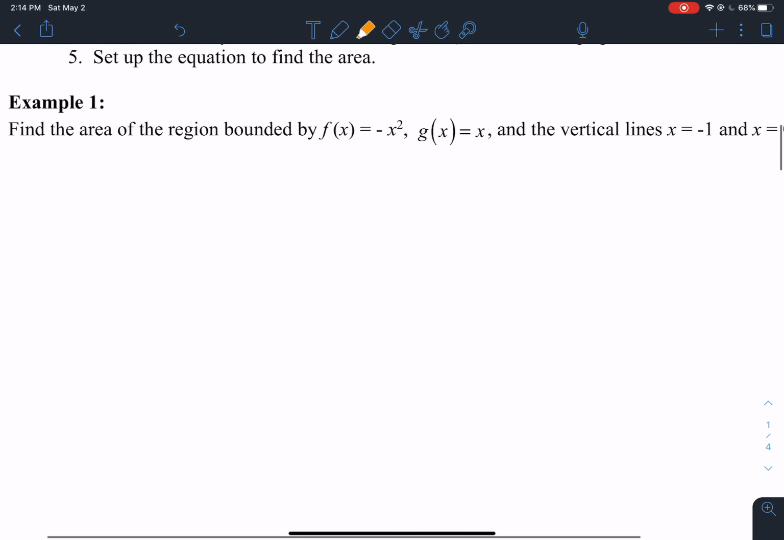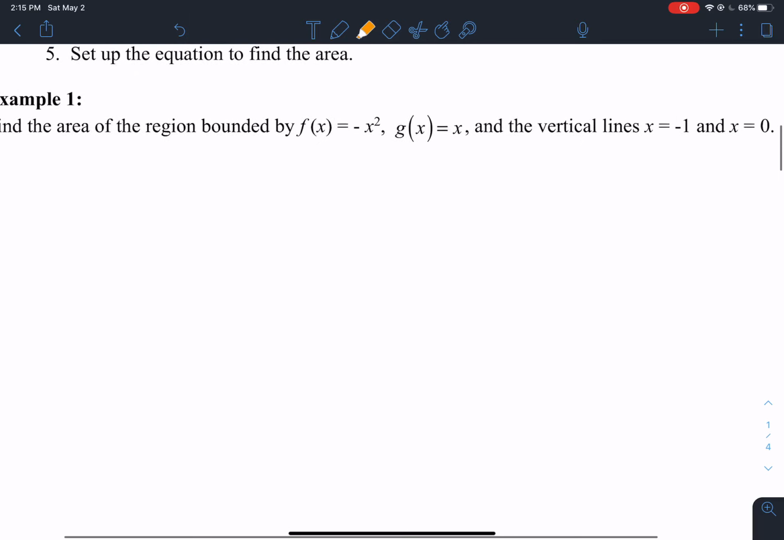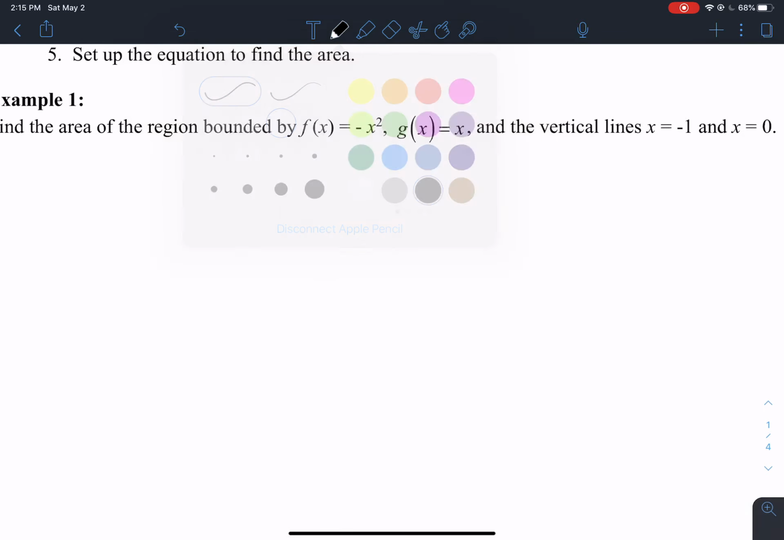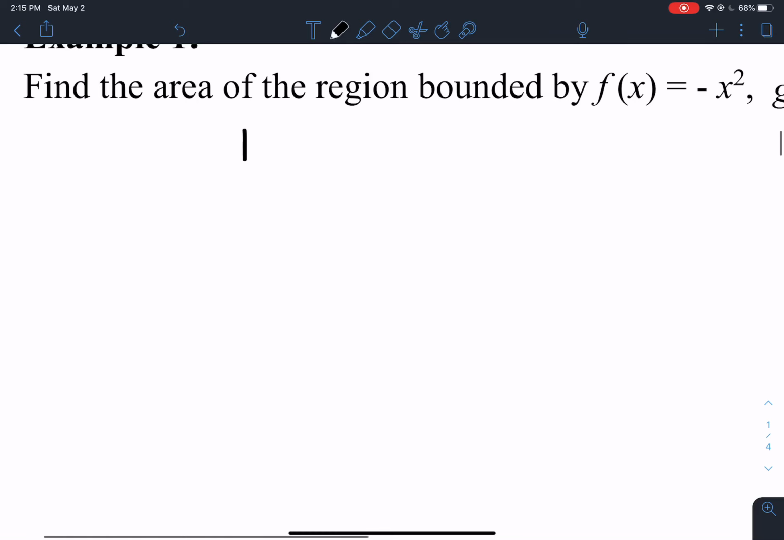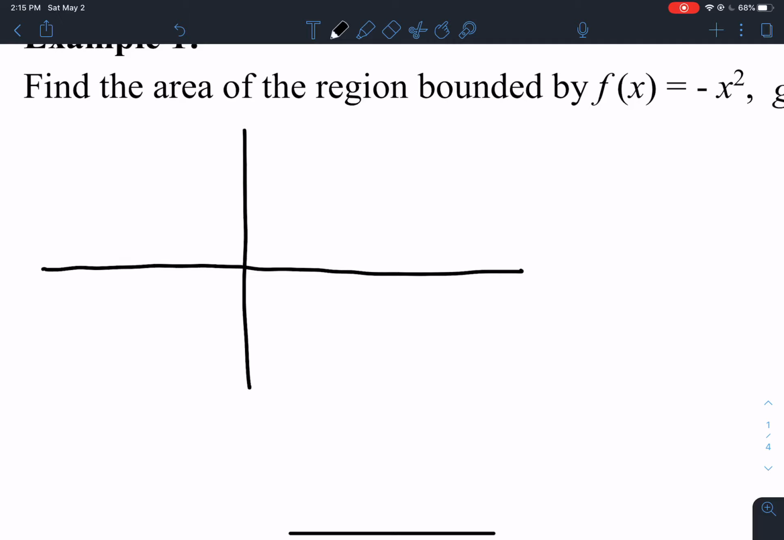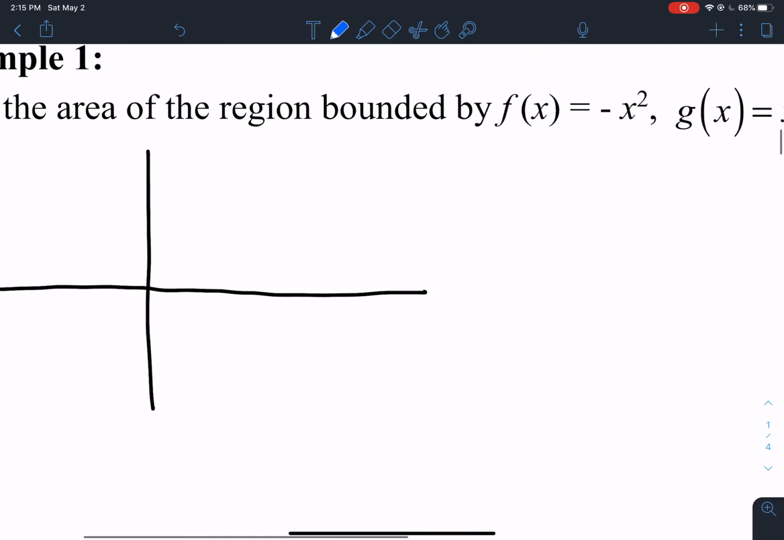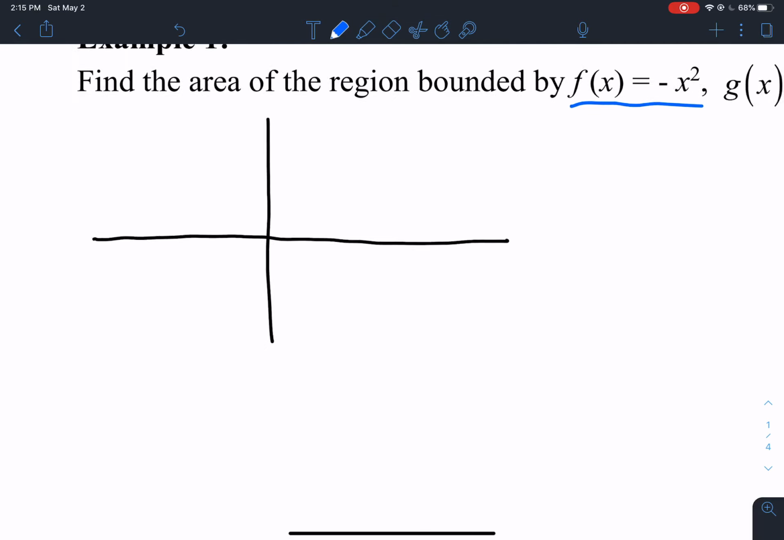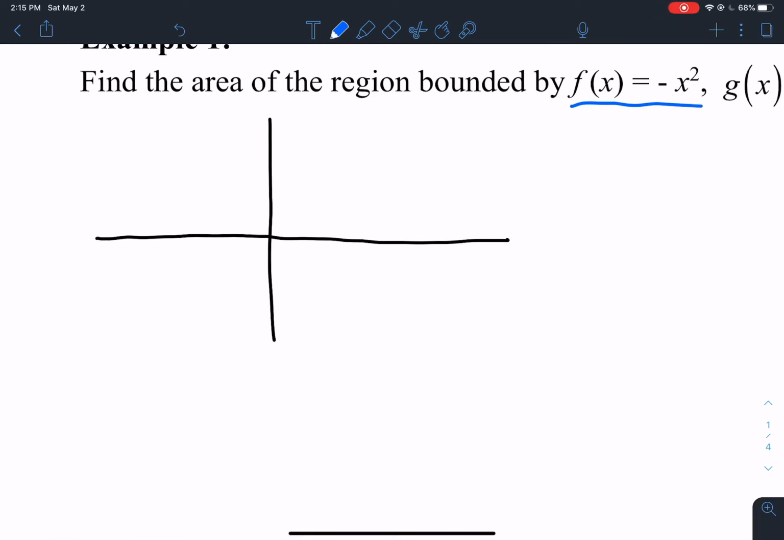So for the first example, let's just find the area bounded by negative x squared and x between the vertical lines of negative 1 and 0. Okay, so it's really helpful to kind of draw these out the best you can. Doesn't have to be perfect, but you should kind of have an idea of what these graphs look like. Okay, so the first one we know is negative x squared. All right, so that looks something like this. So this is negative x squared, okay?